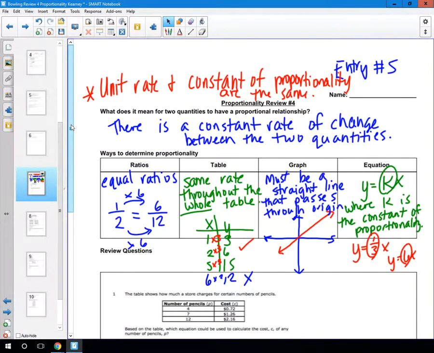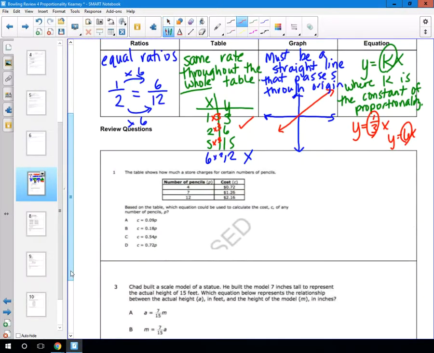Okay? So I'm going to do a practice problem with you. This first one, I could tell you for sure, you're probably going to see a problem just similar to this on your calculator inactive section. You're going to have a table. And guys, these are so easy that you hope you find one like this because you know you can do it. Okay, when you look at this table, the table shows how much a store charges for a certain number of pencils. Based on the table, which equation could be used to calculate the cost C of any number of pencils? So anytime you're given a table, basically these are your X and these are your Y values.